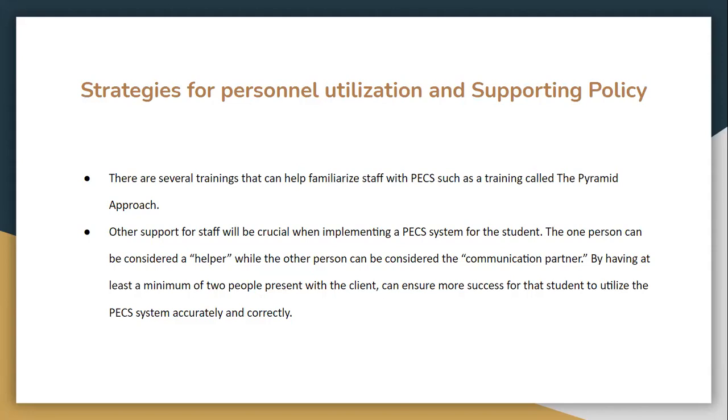Other support for staff will be crucial when implementing a PECS system for the student. One person can be considered a helper while the other person can be considered a communication partner. Having a minimum of 2 people present with the client can ensure more success for that student to utilize the PECS system accurately and correctly.